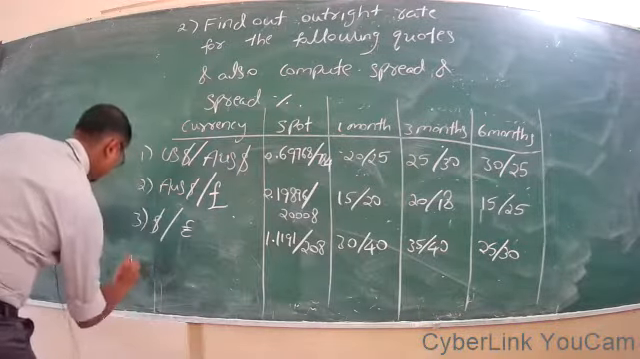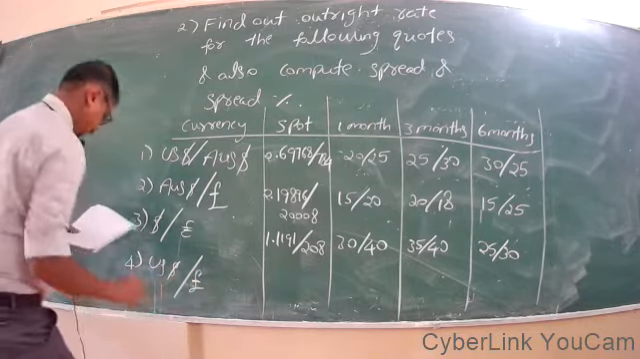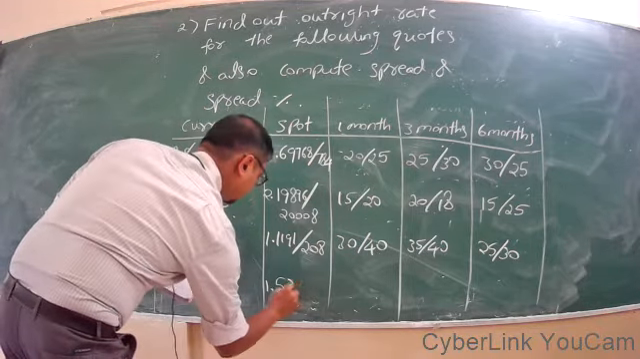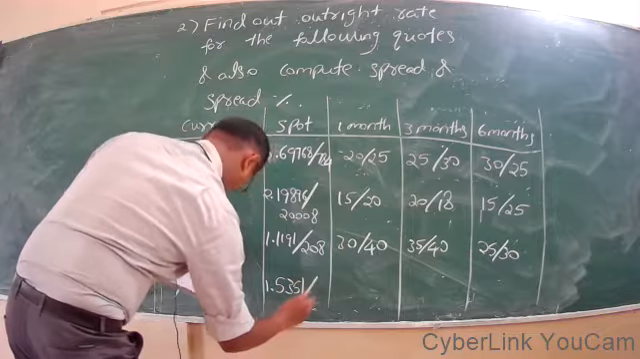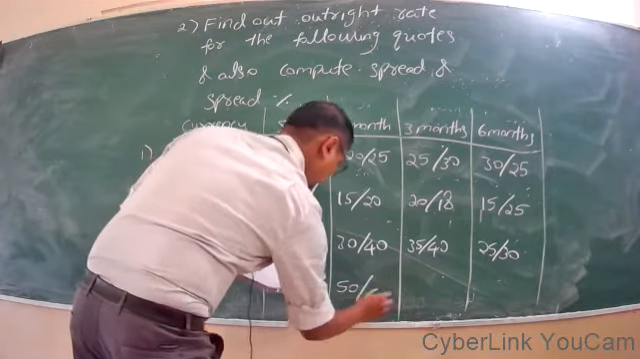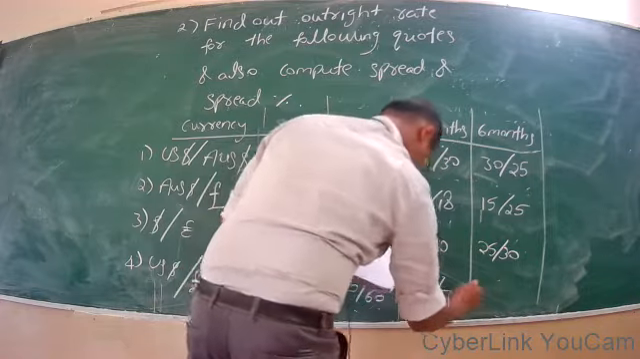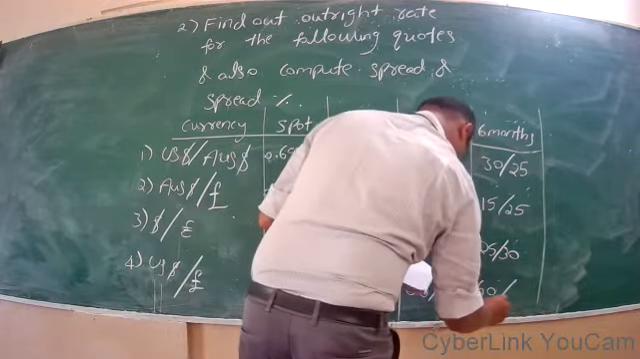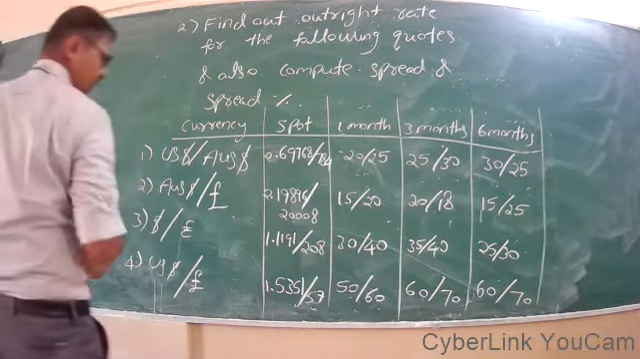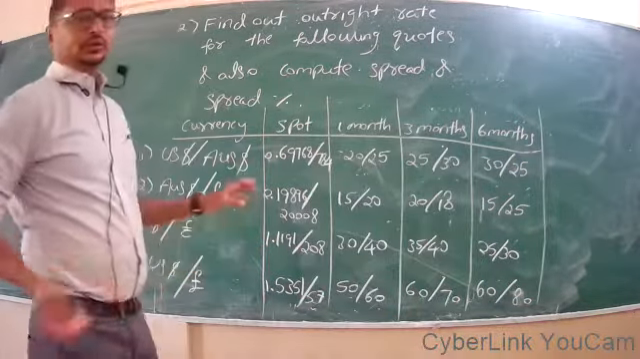The fourth one is US dollar per sterling pound, 1.5351 oblique 57, 50 oblique 60, swap point 3 months 60 oblique 70, 60 oblique 70, 60 oblique 80. So the problem is given.